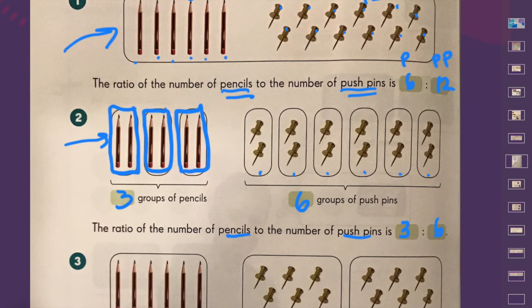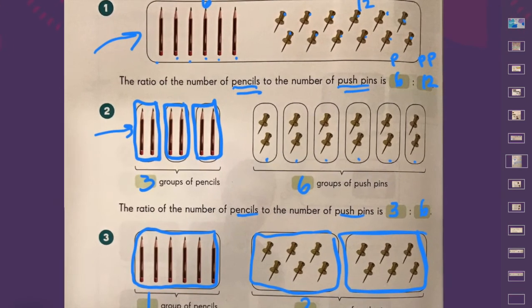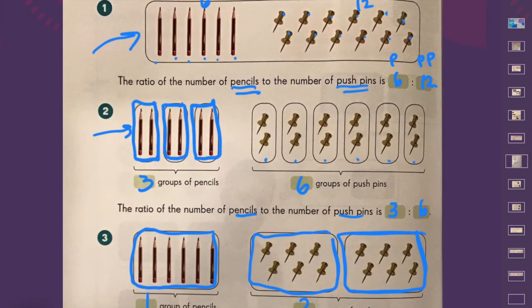Okay, finally, let's say we put them into groups of 6. So all 6 pencils would be in one group. So there's one group of pencils. And if we put the push pins into groups of 6, we can see that there are 2 groups. And so in this situation, the ratio of the number of pencils to the number of push pins would be 1 to 2.